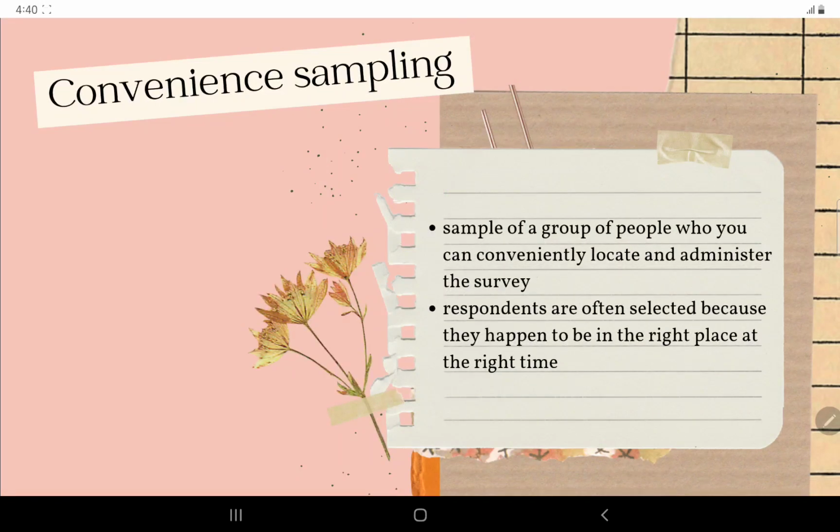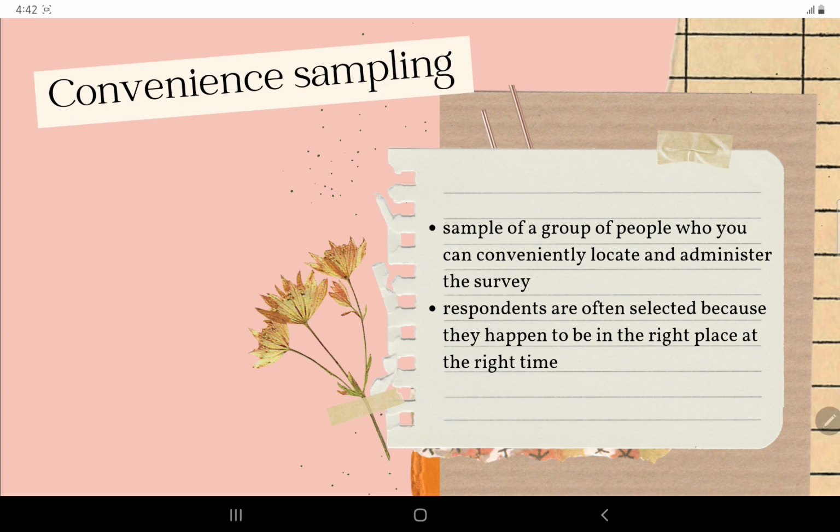So for convenience sampling, this is the definition. The definition of convenience sampling takes from the name itself, convenience. It means the procedure where the selection of respondents is at the convenience of the researcher.